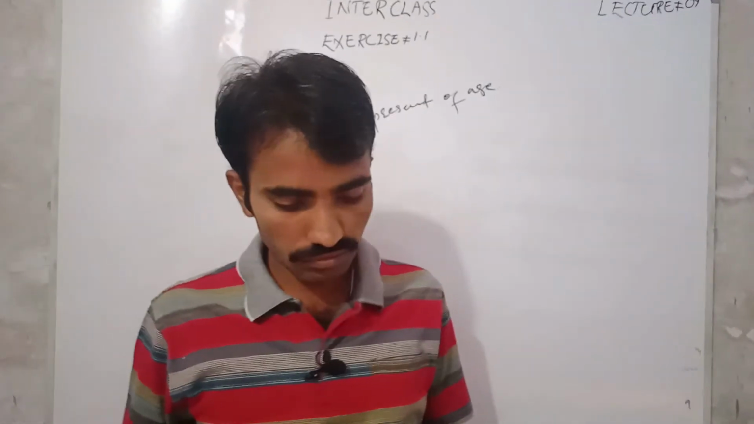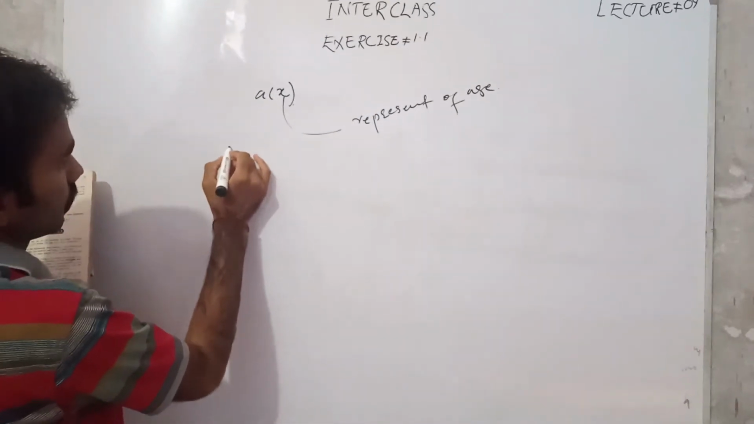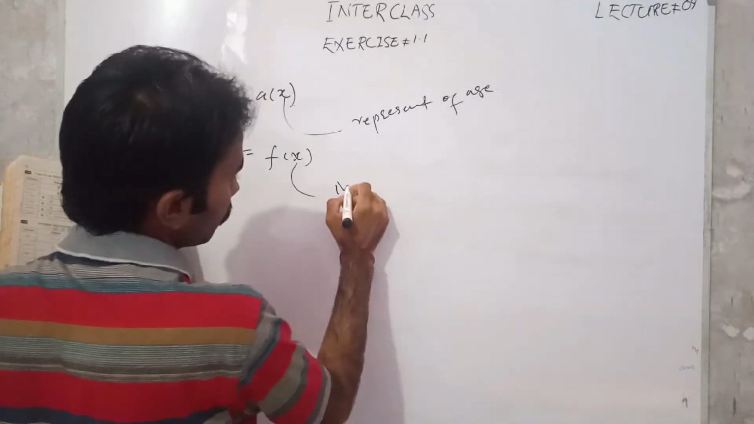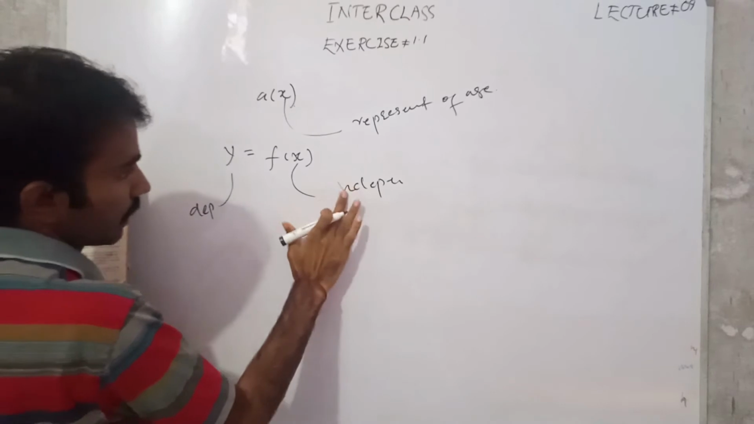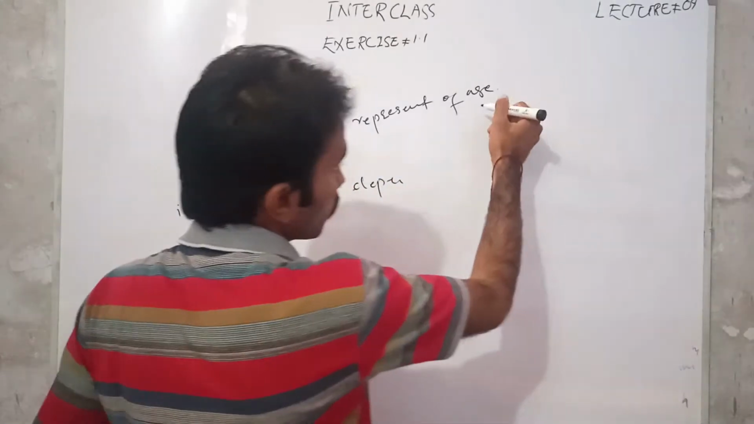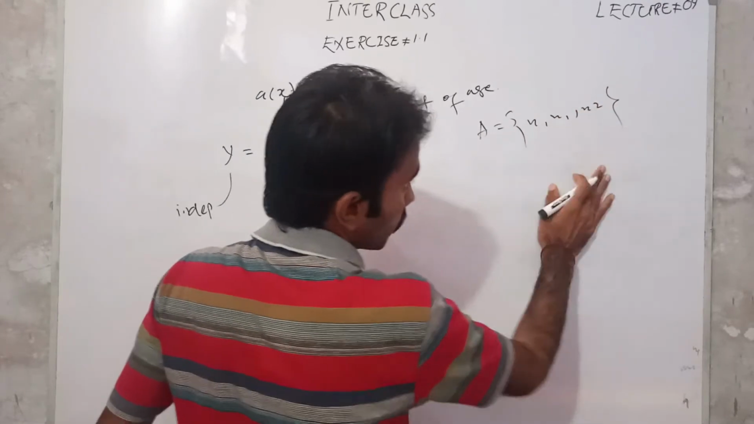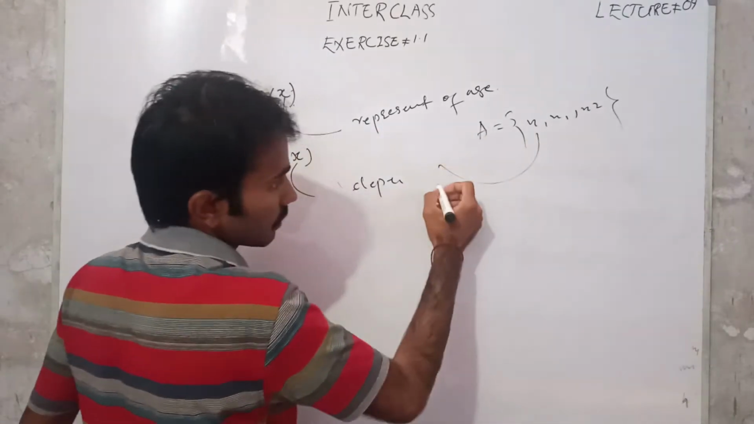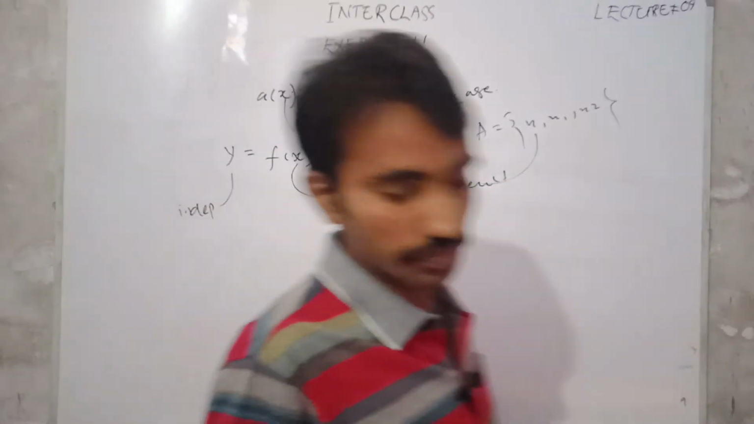And then, what is a function? Yes, it is a function because we can write y is equal to f of x. So this is the dependent variable and this is the independent variable. Suppose A is equal to the set x, x1, x2, and so on. Then x belongs to the set A, and x represents the age. So yes, it is right, it is a function.